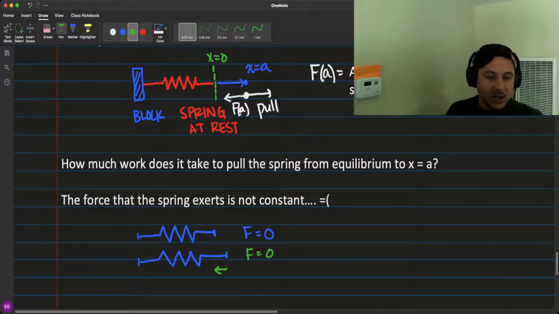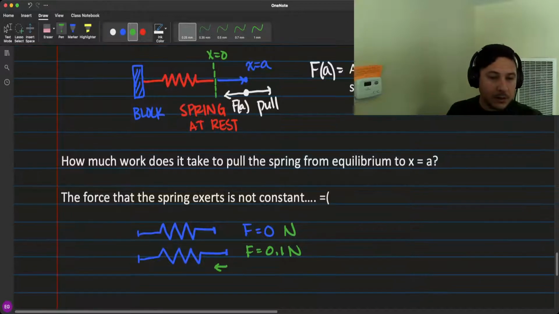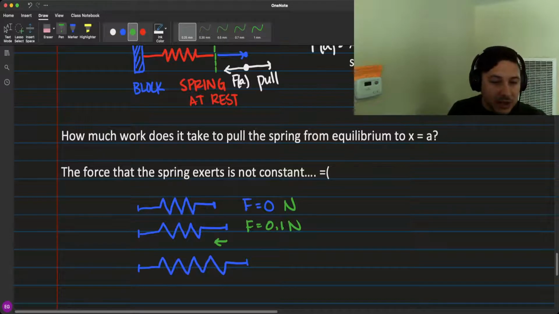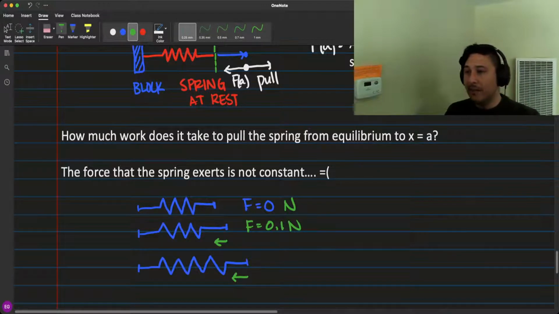So let's just say it's exerting 0.1 newtons of force. And let's say that we stretch out the spring even more. Now it's exerting an even larger force. Basically, the spring wants to go back to what it was, and the more you pull it, the angrier it gets.